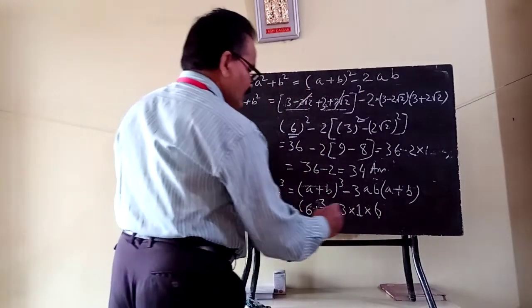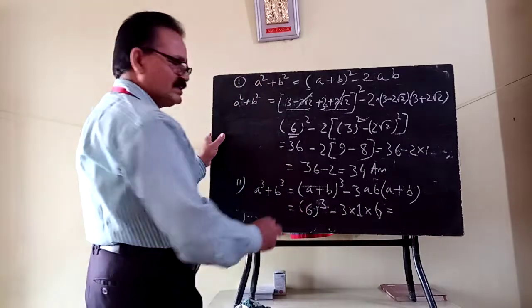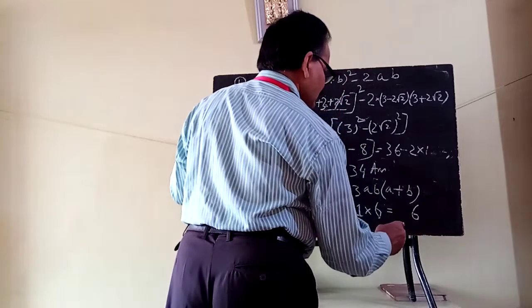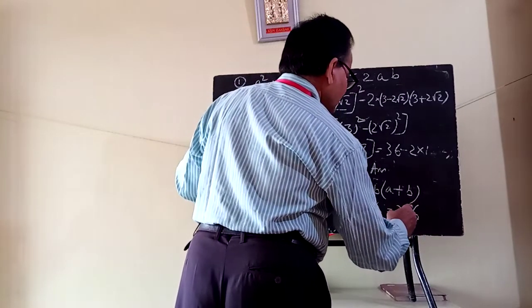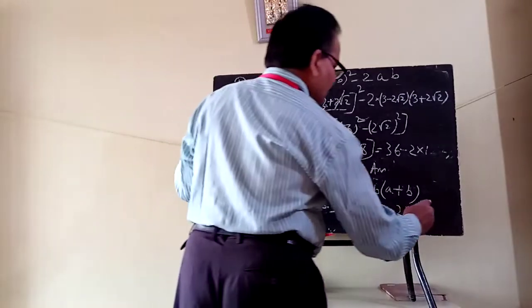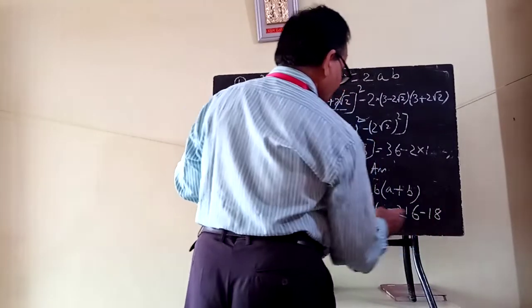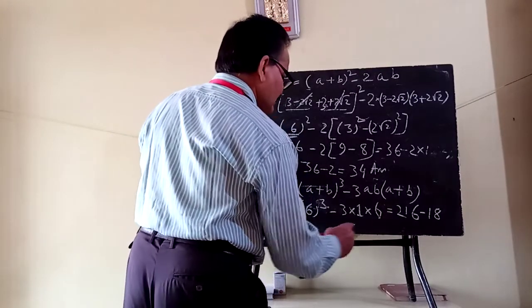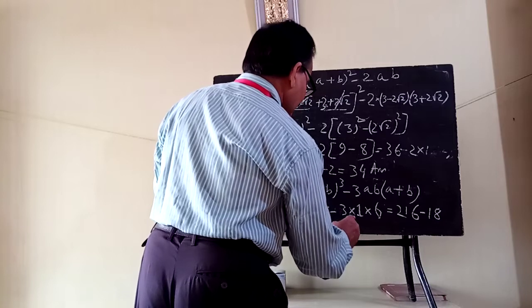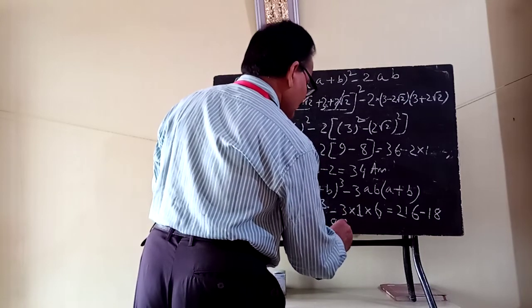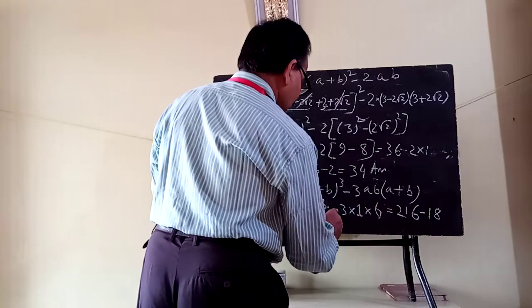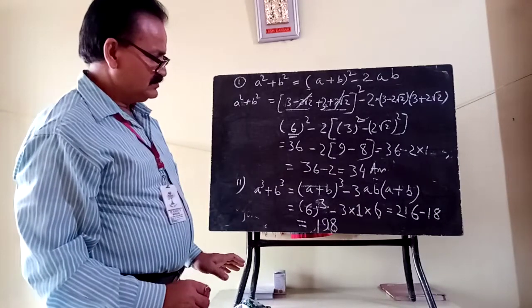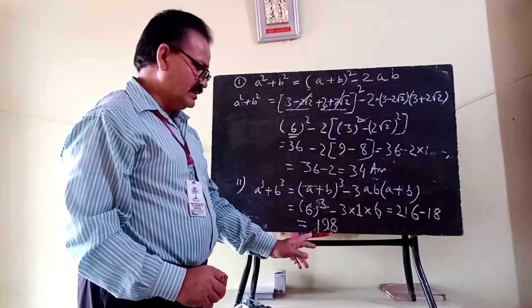So what will be the final answer? 6 into 6 into 6. So 36 into 6, this is 216 minus 18. Because 3 into 6 is 18. So what will be the final answer? 216 minus 18 is 198. Final answer is 198.